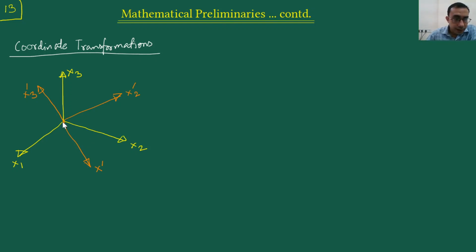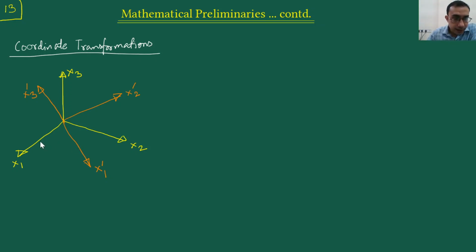Okay, so you understand that along this x1 we'll have the unit vector e1, along this x2 we'll have e2, and along this x3 we'll have e3. For keeping this picture relatively clutter free, I am not explicitly denoting those unit vectors. In a similar fashion, this is x1 dash, so along this x1 dash we'll have a unit vector e1 dash, along this x2 dash there will be an e2 dash, and along this x3 dash there will be an e3 dash.